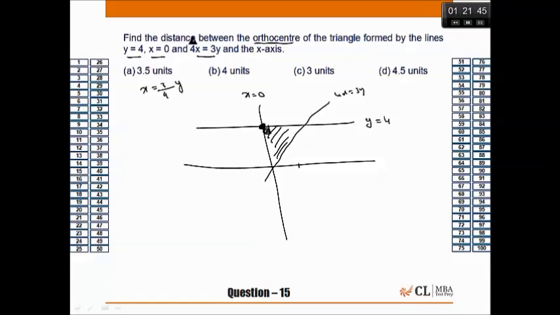What is asked? Find the distance between the orthocenter and the x-axis. This distance is straight 4, because y is equal to 4.